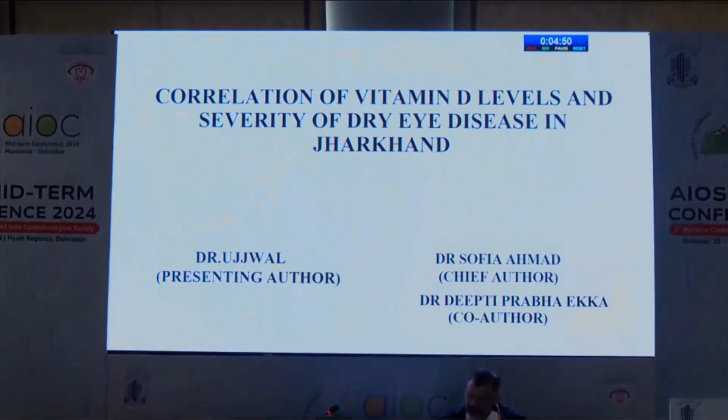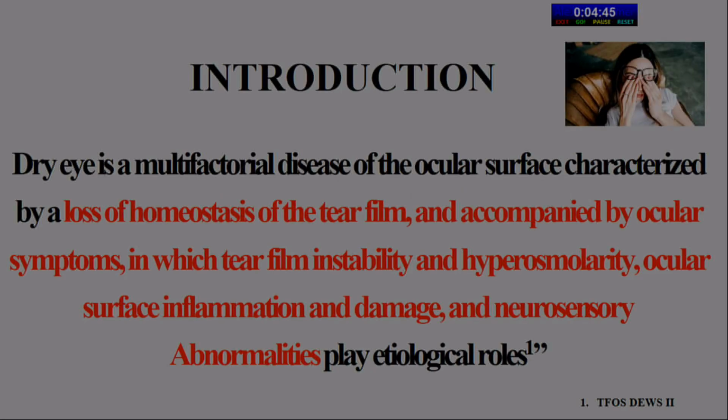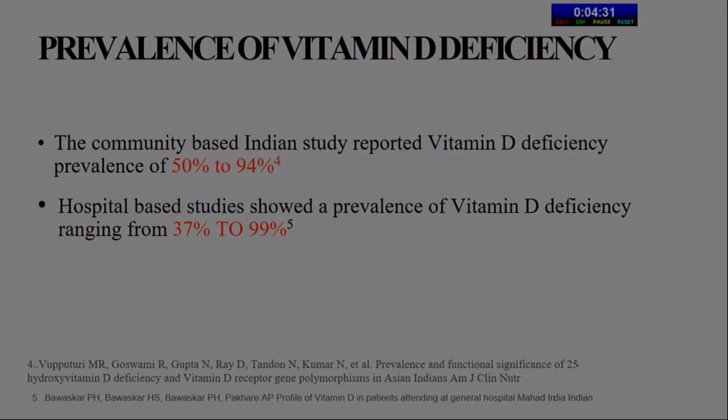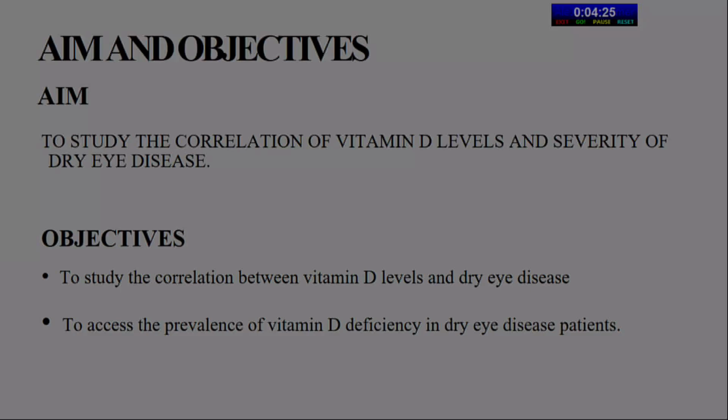Good afternoon, everyone. My topic is correlation of vitamin D levels and severity of dry eye disease in Jharkhand. Dry eye is a multifactorial disease of the ocular surface characterized by a loss of homeostasis of the tear film accompanied by ocular symptoms. The prevalence of dry eye disease in India is higher than the global prevalence and ranges from 18 to 54%. A community-based Indian study reported a vitamin D deficiency prevalence of 50 to 94%.